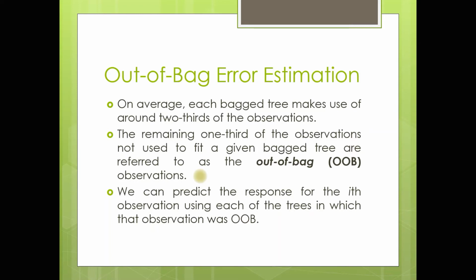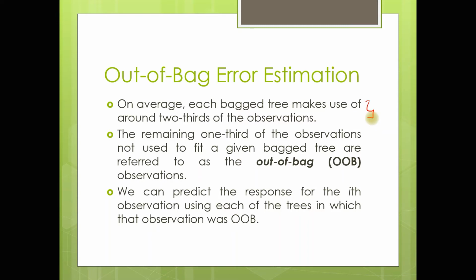Now, when we come to the concept of bagging, we need to find a way of evaluating the different errors that we get. It's going to be a little bit different from what we have done before. What happens is, on average, each bagged tree will be using about two-thirds of the observations. That's what it does on average.